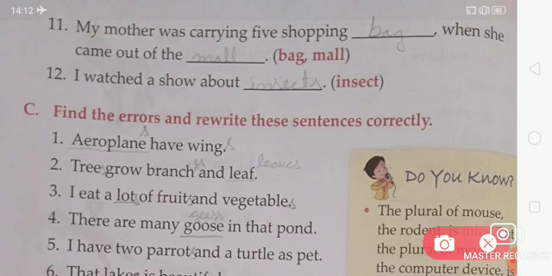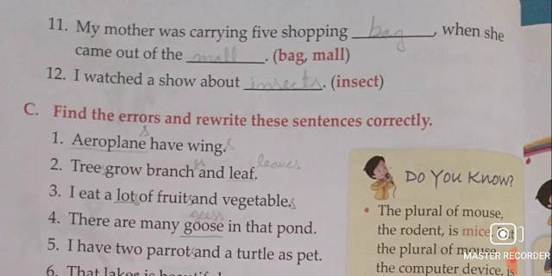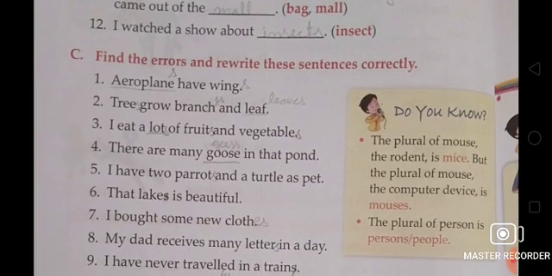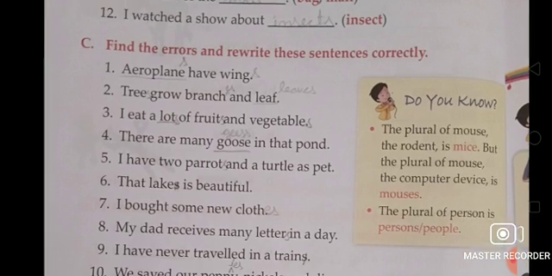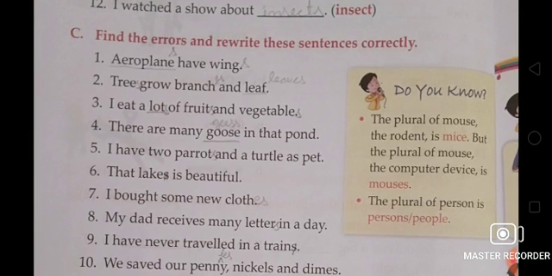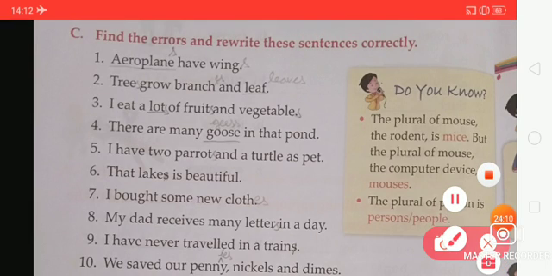Next, in number 11, my mother was carrying 5 shopping bags when she came out of the mall. So first we will write, my mother was carrying 5 shopping bags when she came out of the mall. 12th is, I watched a show about dash. So we will write on the given blanks, insects. Okay, student. And after completing this exercise, we will move to next exercise, that is, find the errors and write these sentences correctly. So aeroplane have wings.